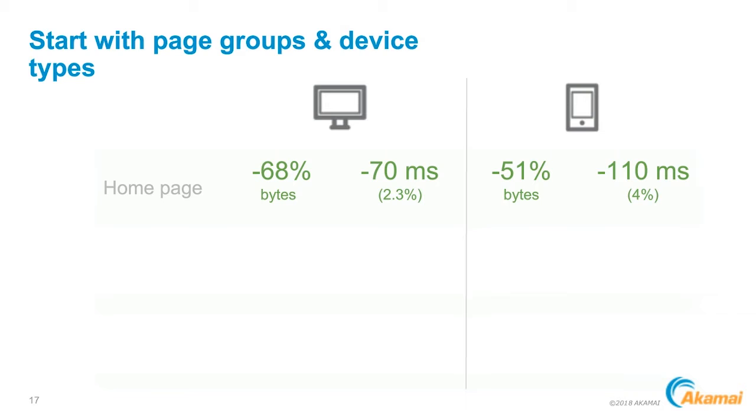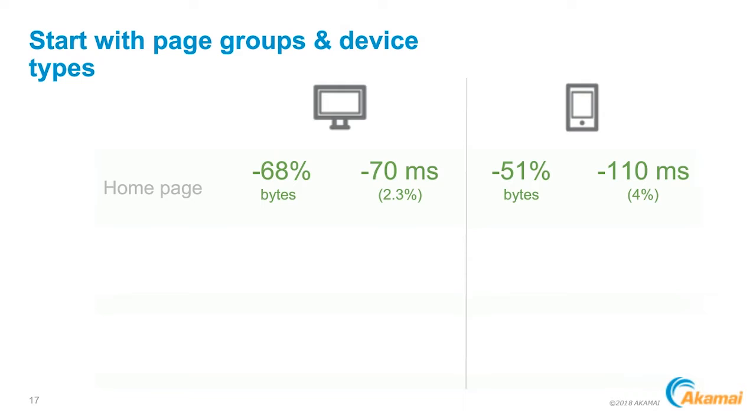If we look at the data now that we've broken these down, we do see some benefit. If we look at the home page on desktop, we see we save about 68% in bytes, and we improve the performance by 70 milliseconds, which is about 2.3%. Perfect. So that's a good way of breaking the data down. We see similar things on mobile.